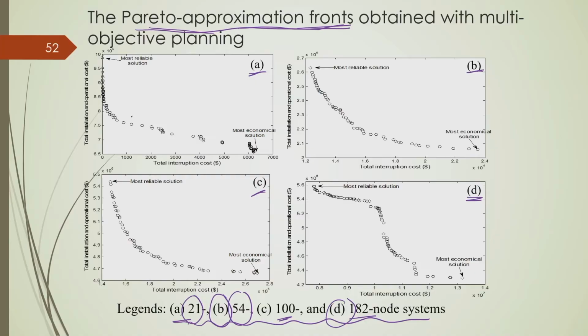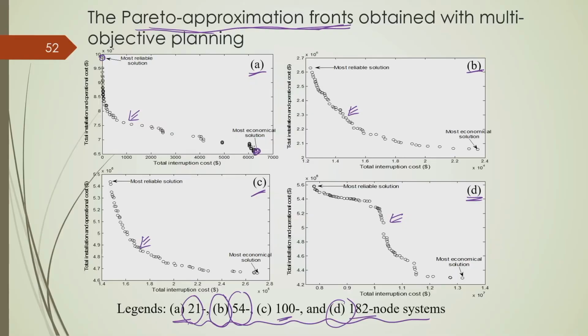So, here its shape is different than this shape for the other problem, which is a different planning problem, which is of 54 node system. Similarly, here you get a different shape and here you get a completely different shape. So, the plot of this Pareto approximation solution, which is also called Pareto approximation front, will show you how different the different problems are.